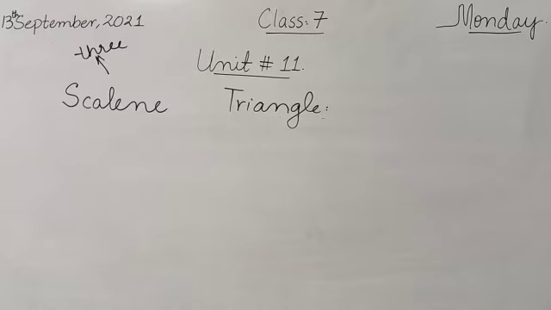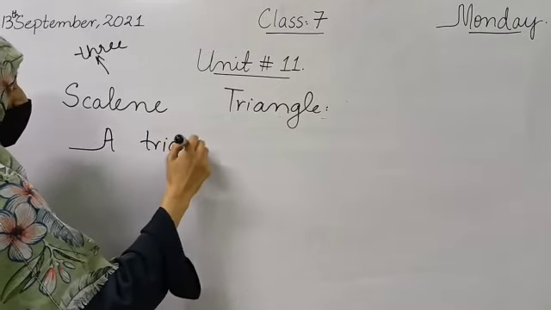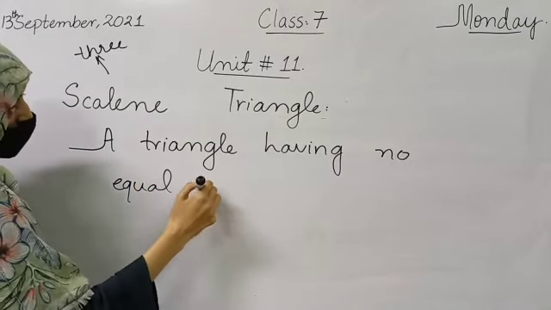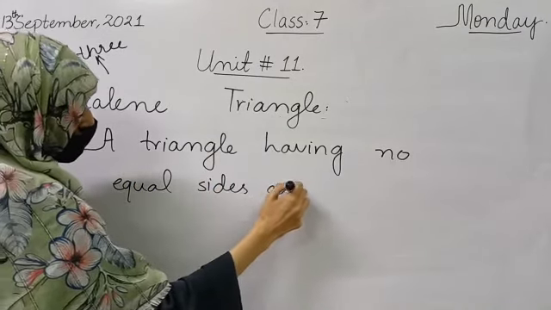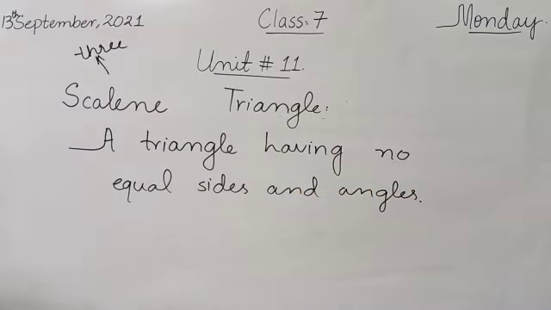A triangle having no equal sides and angles. Okay? In a scalene triangle, no side is equal and no angle is equal. So what is a scalene triangle? A triangle having no equal sides and angles.